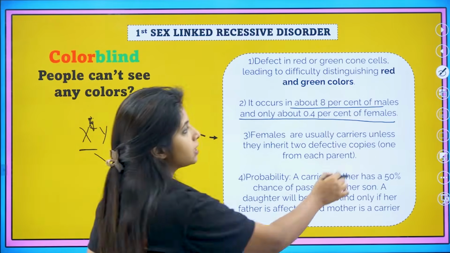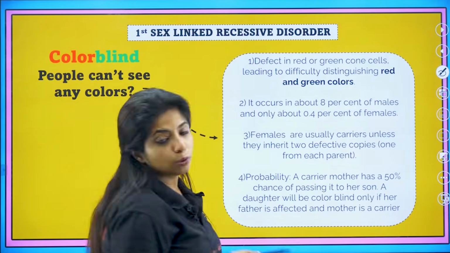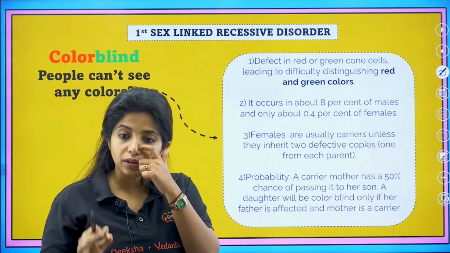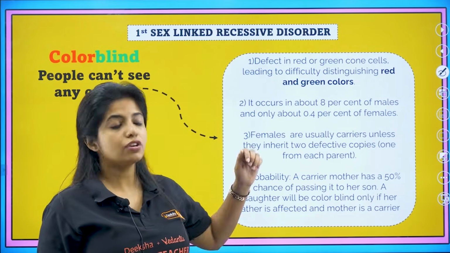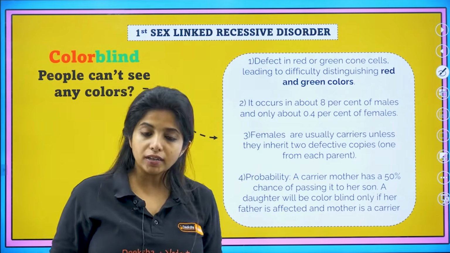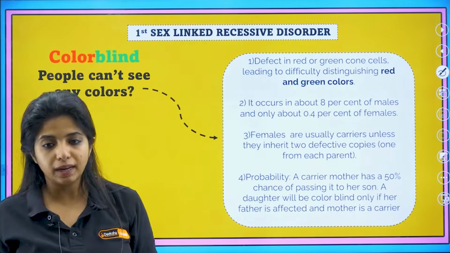What exactly happens in color blindness, my dear children? Over here there is a defect in the red or the green cone cells, leading to difficulty distinguishing the red and the green color. And it's not just that, there are different types of color blindness as well.